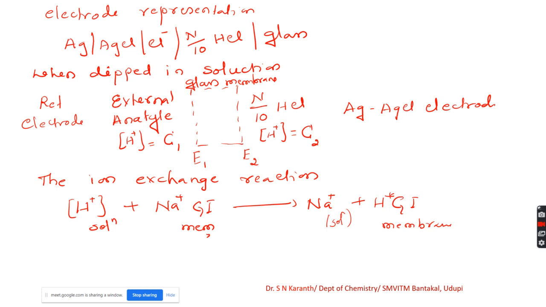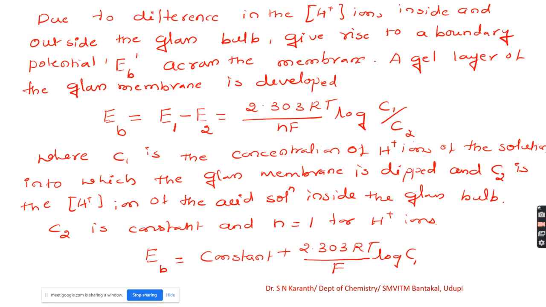The electrode representation is silver in contact with silver chloride, in contact with chloride ions, in contact with the standard 0.1 HCl solution, with the glass. When it is dipped in the solution, we can observe this: the reference electrode is in contact with the external analyte solution with concentration C1. In turn, the membrane develops a potential. The outer membrane develops a potential of E1 volt, and the inner wall of the membrane, which is in contact with 0.1 normal HCl, develops a potential E2. In turn, it is in contact with the silver chloride electrode. The difference in the concentration of H plus ions inside and outside the glass bulb gives rise to a boundary potential across the membrane.